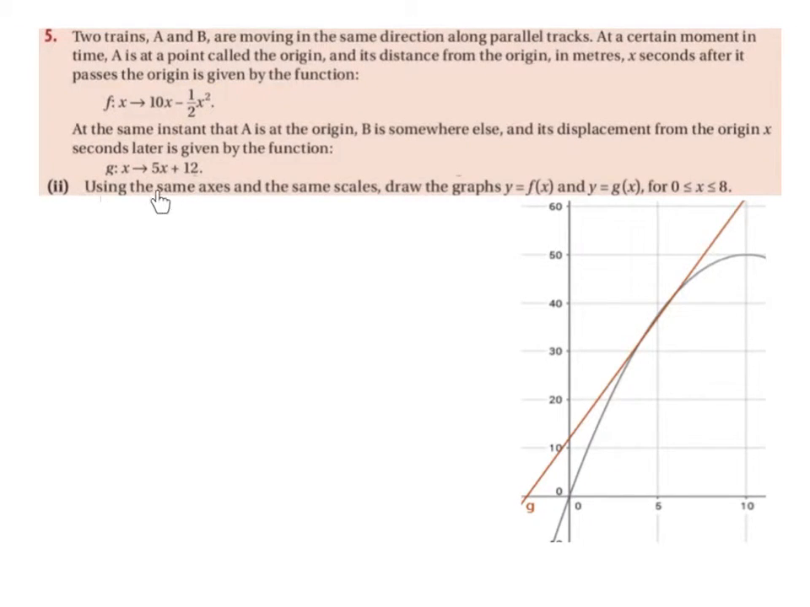Part 2. Using the same axes and the same scales, draw the graphs of y equals f of x and y equals g of x for x values greater or equal to 0, less than or equal to 8. Well, the brownie coloured graph, our linear equation here, is our g function, which is 5x plus 12, and our quadratic, so our n-shaped graph, this is our f function, which is 10x minus a half x squared.